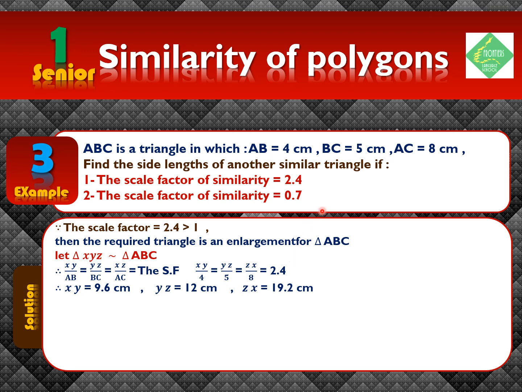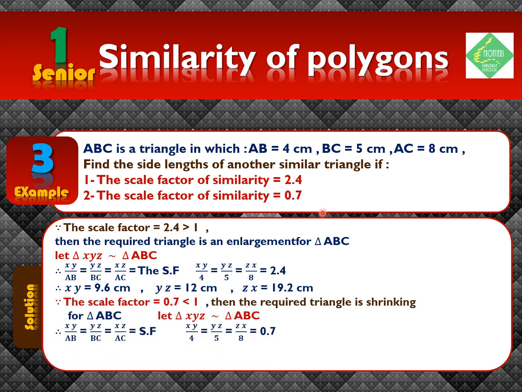As I did at number 1, do at number 2. But here you have the scale factor less than 1, 0.7. That means yes, shrinking or minimizing. Applying the same proportionality rule, and since the scale factor equals 0.7, you can get by crisscross also the three side lengths: XY 2.8, YZ 3.5, ZX equals 5.6 centimeter.